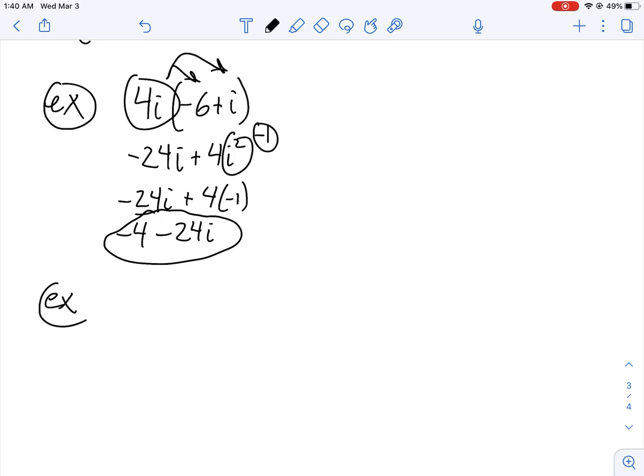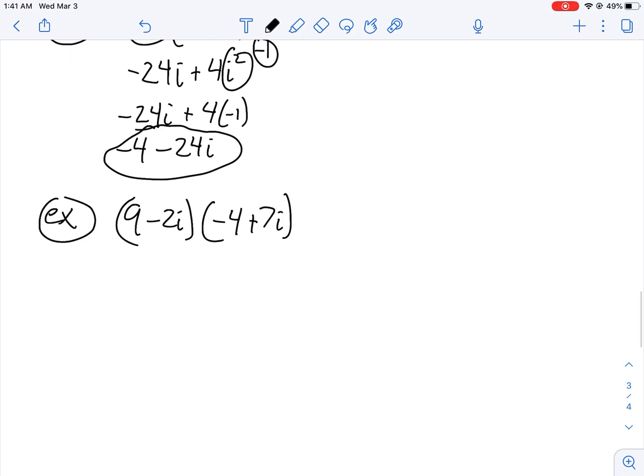Okay, let's do another example. 9 minus 2i times negative 4 plus 7i. Okay, this is a binomial times a binomial. 2 options here. Well, 3. We can just distribute. We can FOIL it, or we can throw it into a box. We can set it on the outside of a box and multiply into it. And again, I prefer using a box when I'm multiplying polynomials because it is a lot simpler.